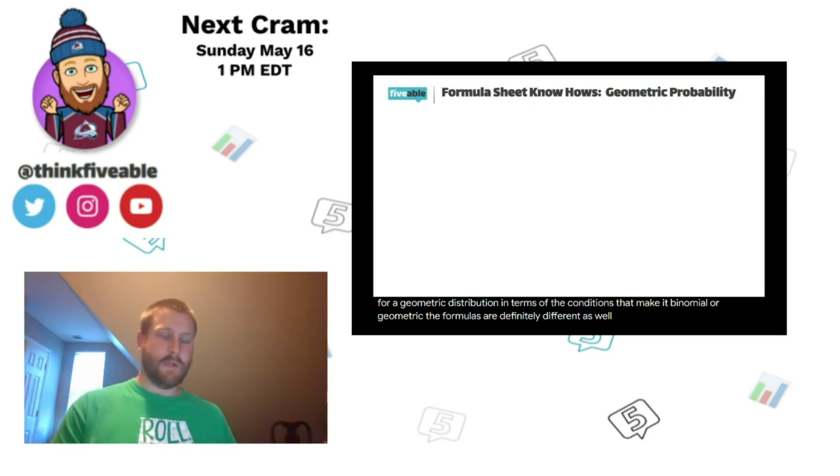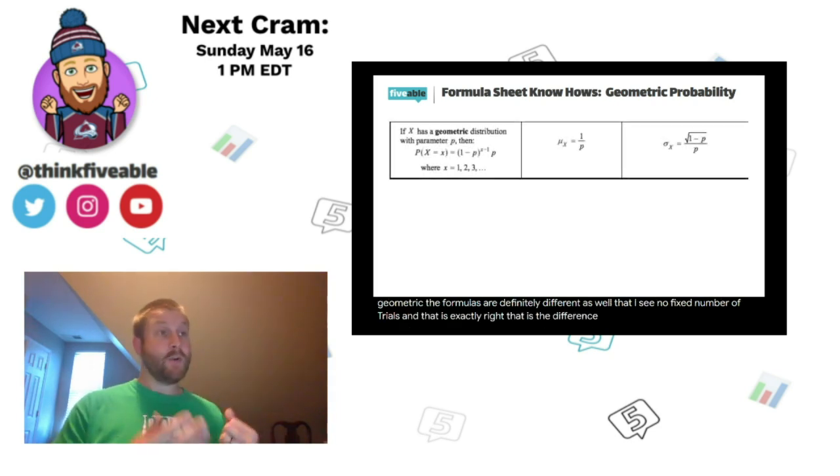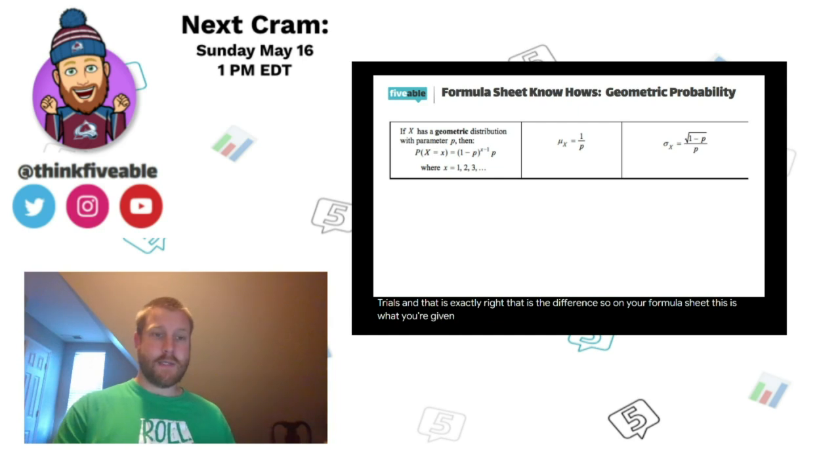Yes, in the chat I see no fixed number of trials, and that is exactly right. That is the difference. So on your formula sheet, this is what you're given. Okay, so your formula for this one kind of makes sense. Basically, geometric is you're looking for the probability that the first success comes on the X trial. So basically you're going to fail X minus 1 times, and then you're going to succeed the X time, the last time. So there's your formula, okay?